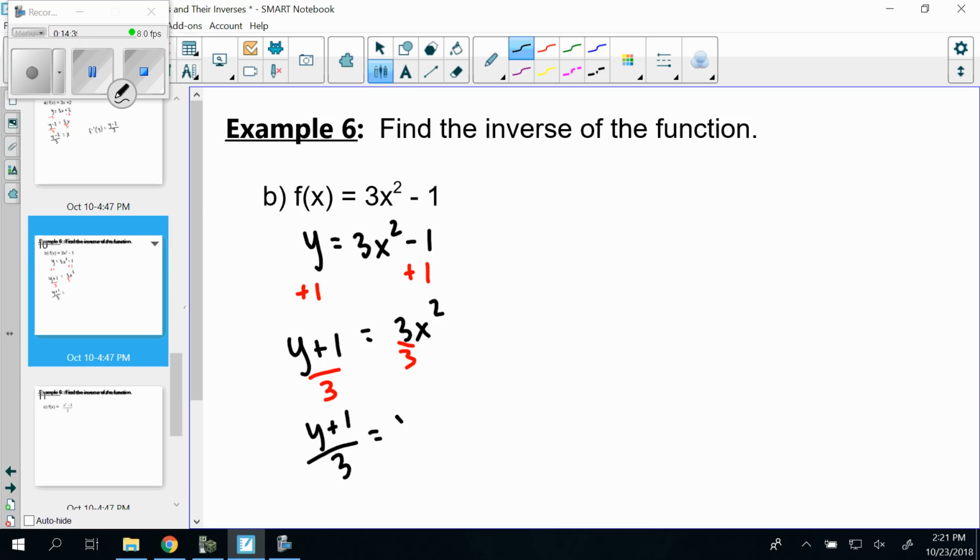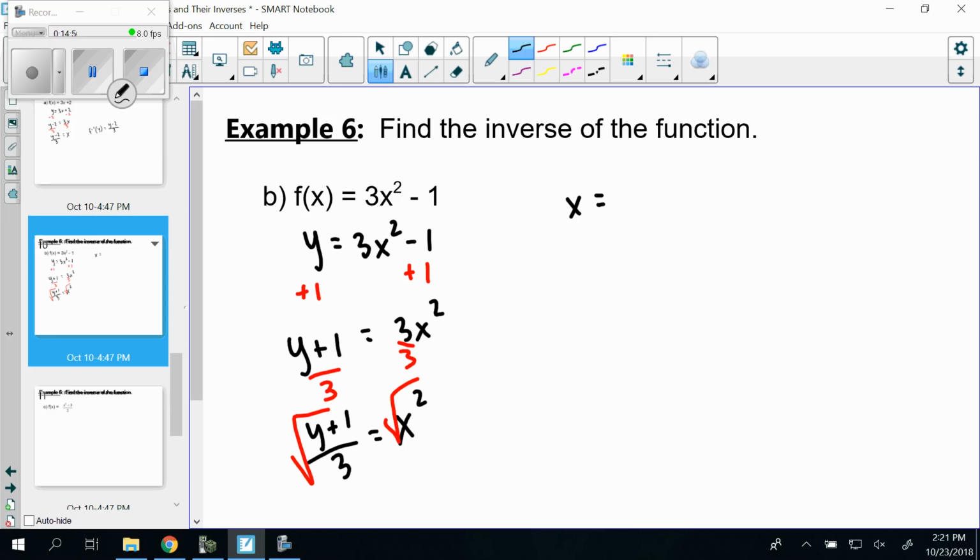Okay, but we're still not quite done on this one. We still got that power of 2. So think back, how do we undo powers of 2? That would be a square root. So we want to take the square root of both sides here. So now we should have our answer here.